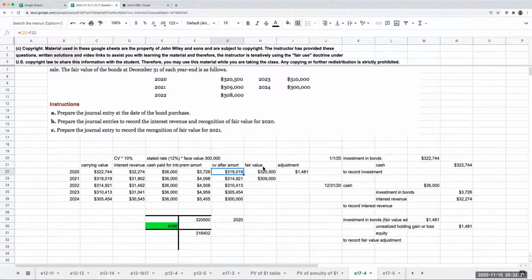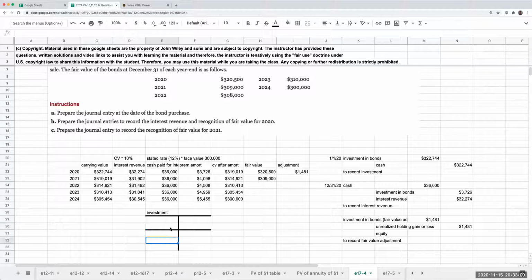Okay, so let's take a step back here and flip these around. Let's go through and redo this. At the end of 2020, my ending investment was 320,500. Let's take a look though: how did we even get there?